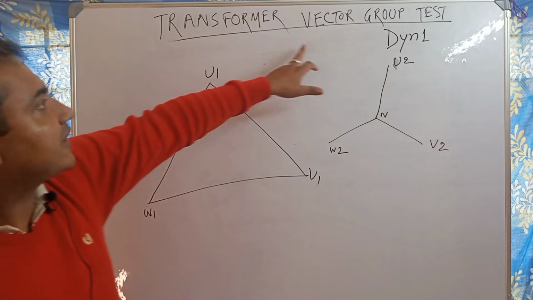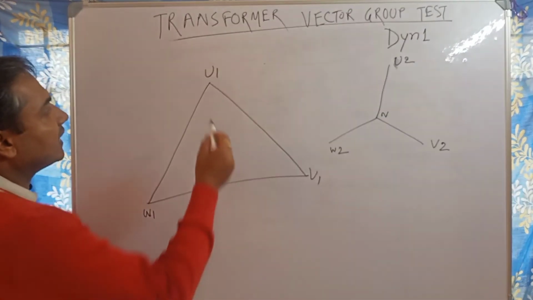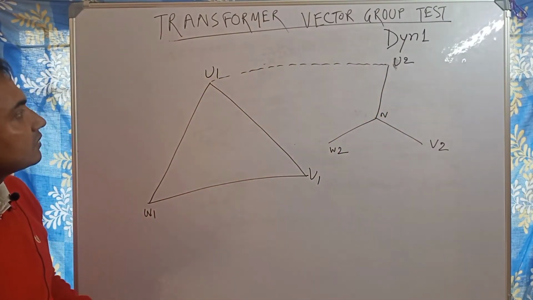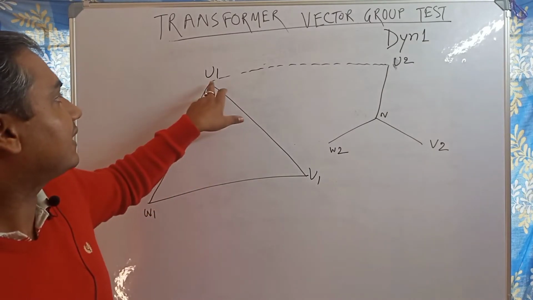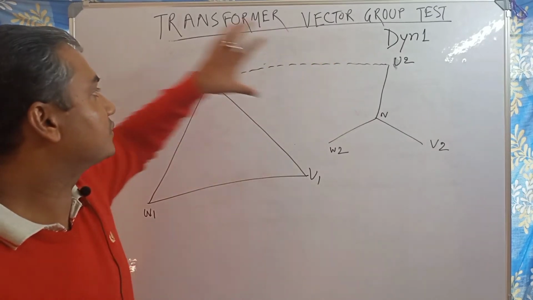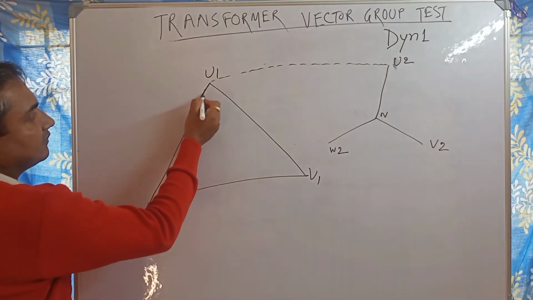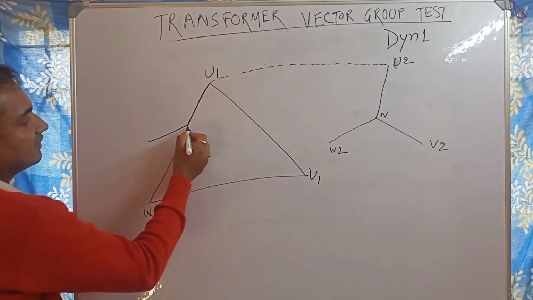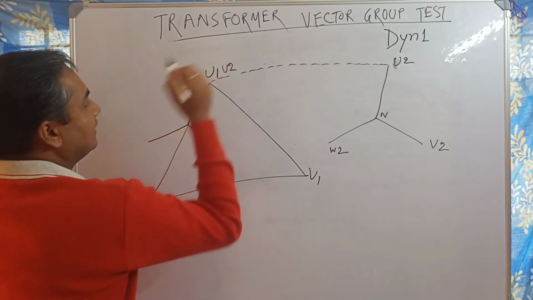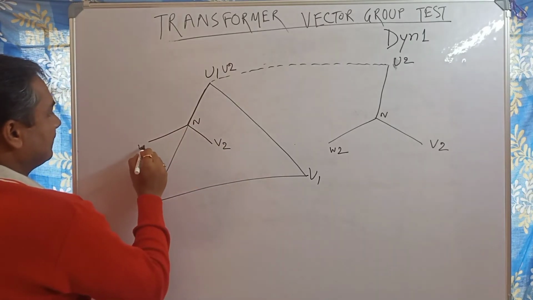Now to test the vector group, I will have to short U1 and U2. First I will short U1 and U2. When U2 is shorted properly, for better understanding I am shifting it from here to here, superimposing U1 and U2 at a single point. U1 and U2 become the same point, this is neutral, this will be V2, and this will be W2.